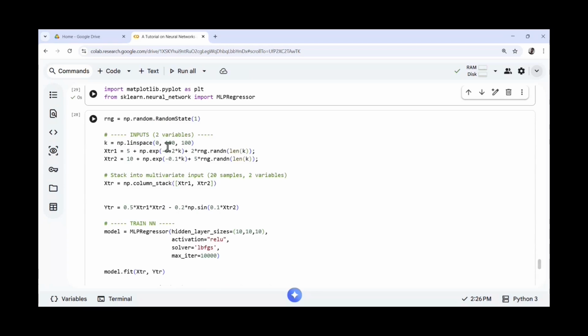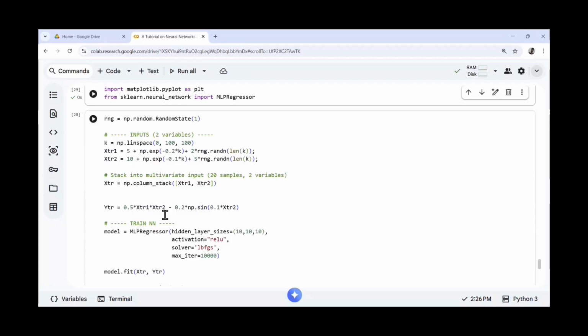Now, in this example, we consider two input variables which are denoted by xtr1 and xtr2. Here k denotes the sampling instance and k goes from 0 to 100. xtr1 is defined as a function of k, where RNG denotes random noise. And xtr2 is also defined as a function of k. Then xtr, which is the training input, contains both xtr1 and xtr2 as its variables. The training output or ytr is defined as a nonlinear function of xtr1 and xtr2, where it is defined as 0.5 times xtr1 square minus 0.2 times sine of 0.1 xtr2.